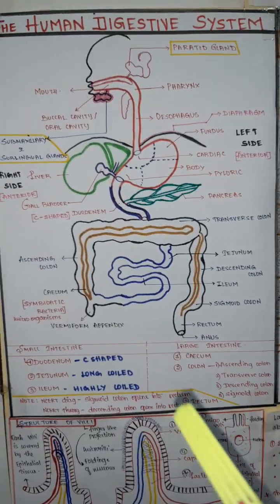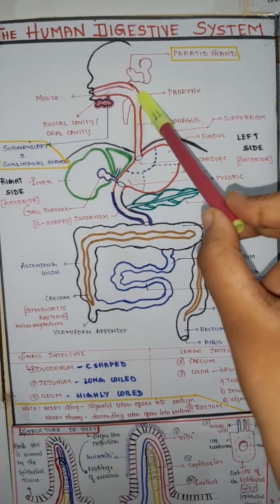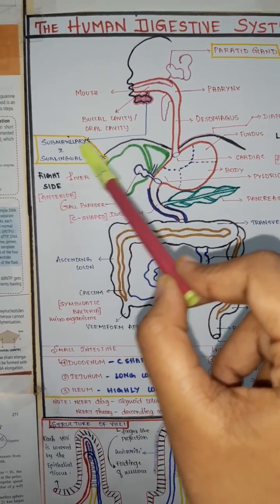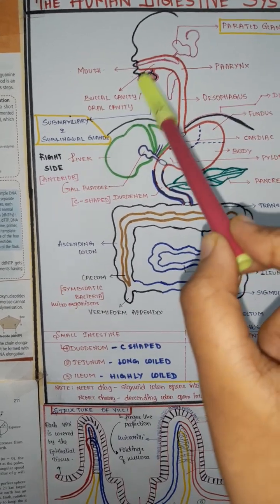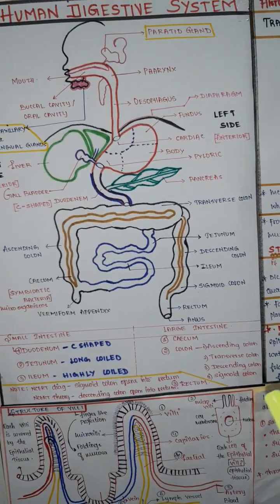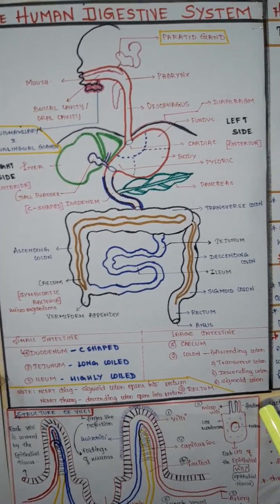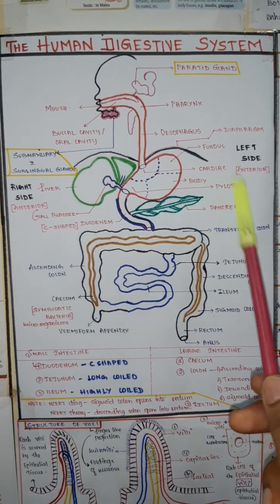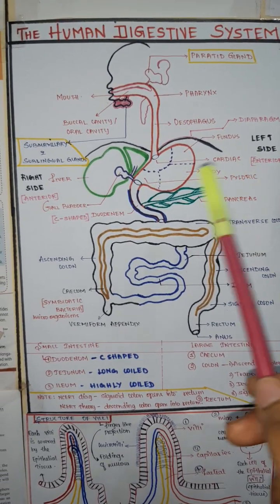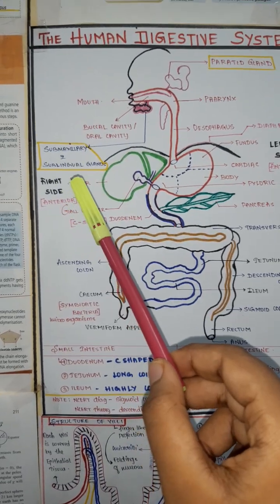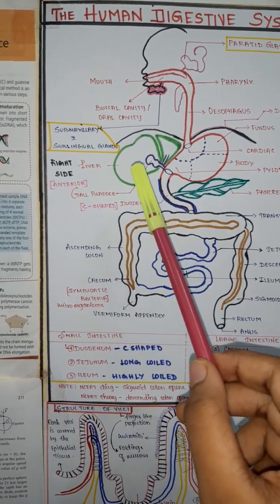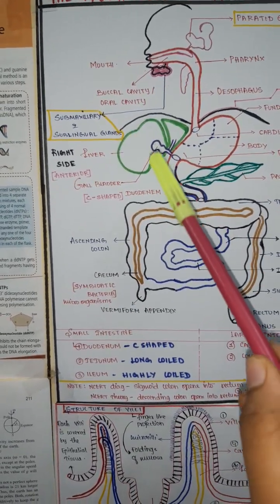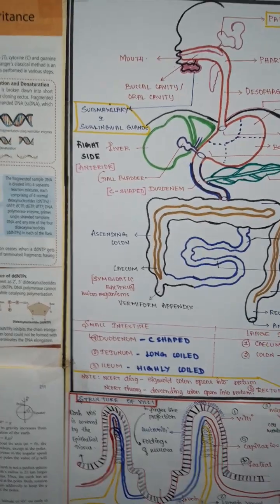And then we have a few glands also. The first one is the parotid gland, the second one is the submaxillary or sublingual glands, which are present right here. And coming to the position of the stomach, the left side anterior part of our body occupies the stomach, and the right side anterior part of our body occupies the liver. Okay, and next to the liver we have this small thing which is the gallbladder.